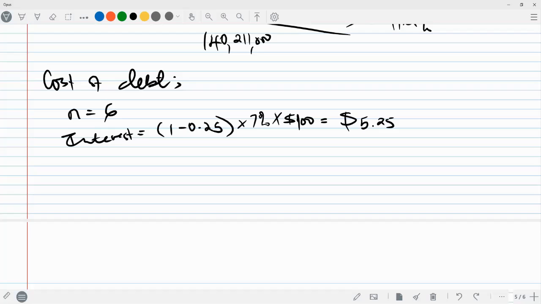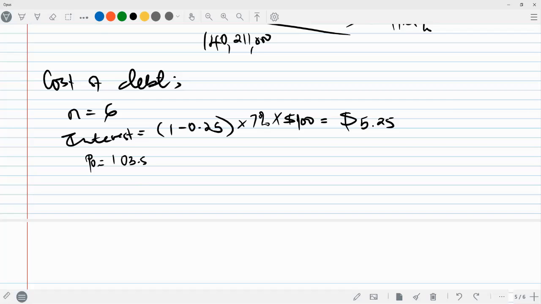$5.25. Okay. The next thing we need to get is the current market value of this bond on an interest basis, which is 103.5. Okay, so P note is 103.5. We can now get the cost of this bond. What is 5.25 divided by 103.5?